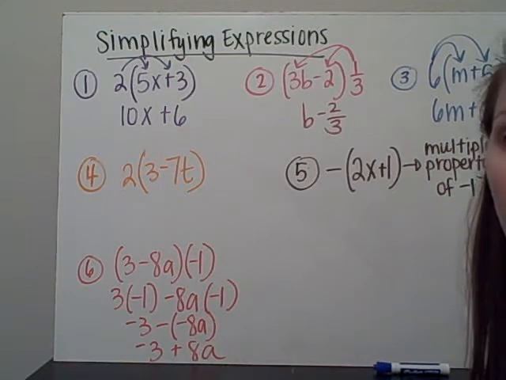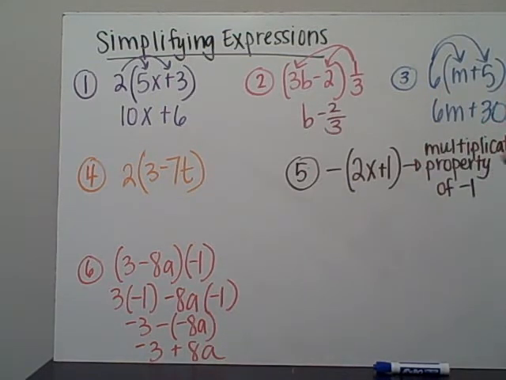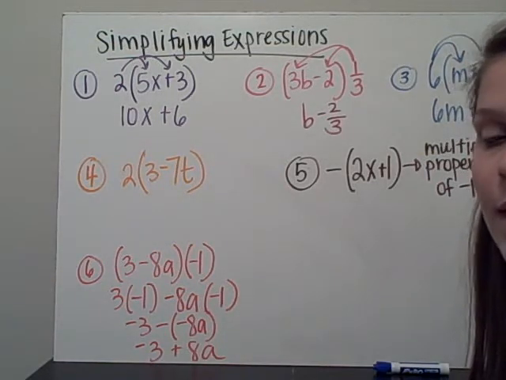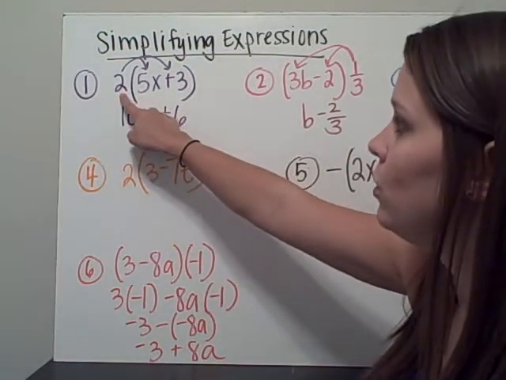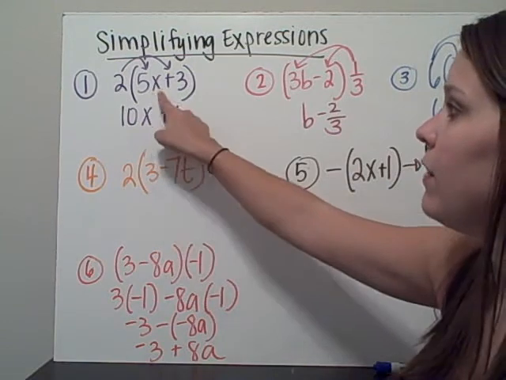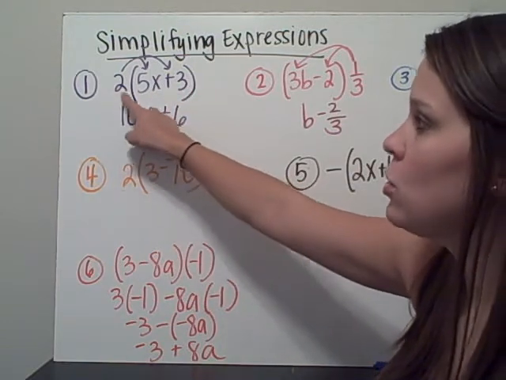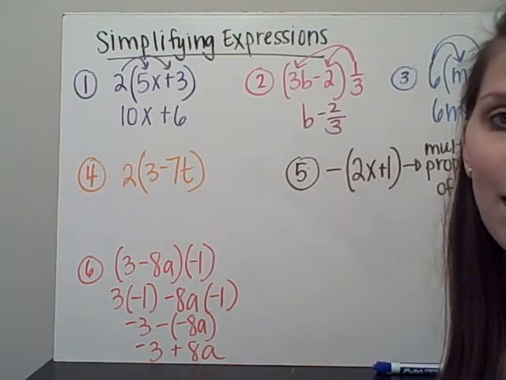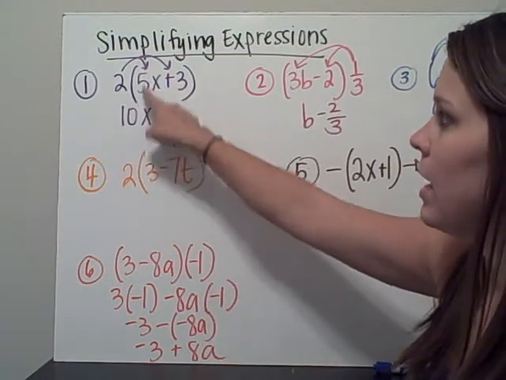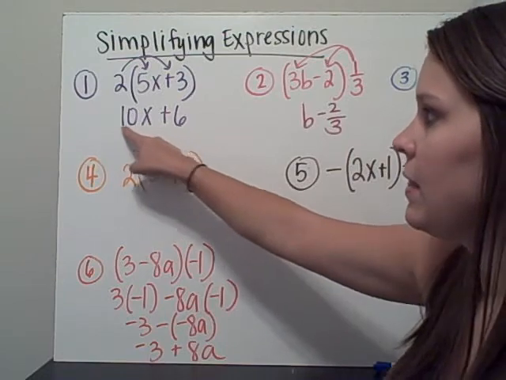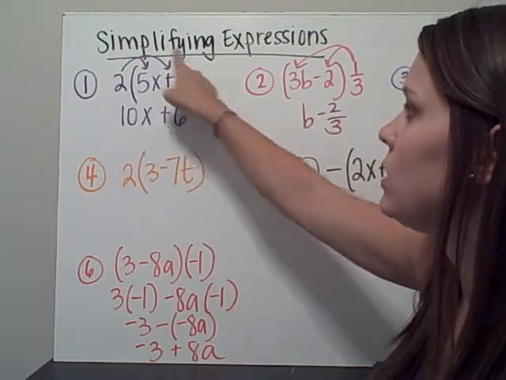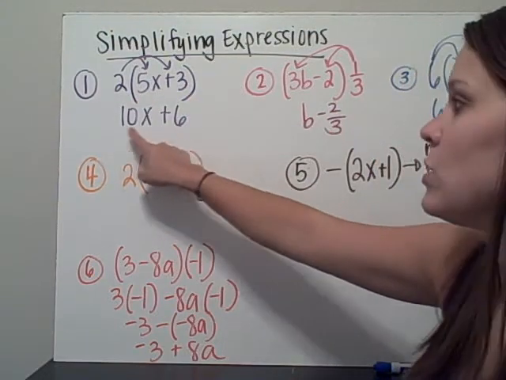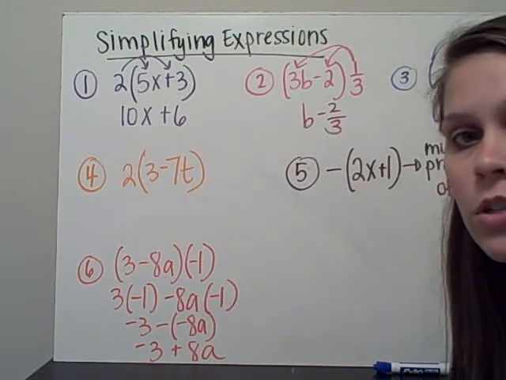So let's look at simplifying some expressions. Our goal is to distribute the 2, or our numerical factor for number 1, to everything inside that parentheses. So we have 2 times the quantity 5x plus 3. We're going to multiply this 2 to every term inside that parentheses. So 2 times 5x is 10x. This cannot be reduced anymore or simplified, so we leave it. And then 2 times 3 is 6. So 10x plus 6 is our simplified version.